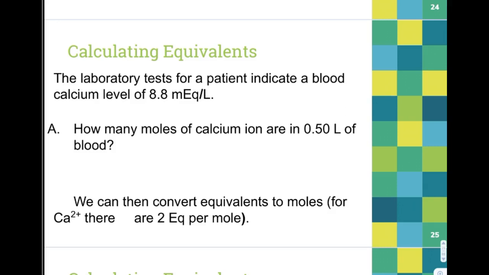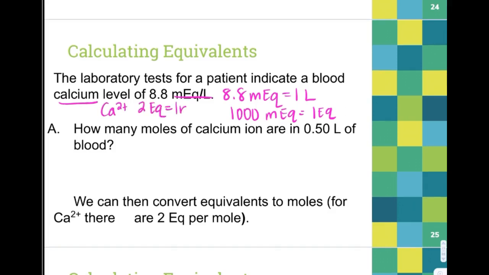How many moles of calcium are in 0.5 liters of blood? The patient's blood has a calcium level of 8.8 milliequivalents per liter. So go ahead and rewrite this as a conversion factor. So a milliequivalent, just like a milliliter, I can write 1,000 or 10 to the 3 milliequivalents is equal to 1 equivalent. And if I'm talking about calcium, I also have another conversion because I know calcium is 2 plus, and I know that 2 equivalents equals 1 mole. Because that's what an equivalent means. The charge of equivalence is equal to a mole.